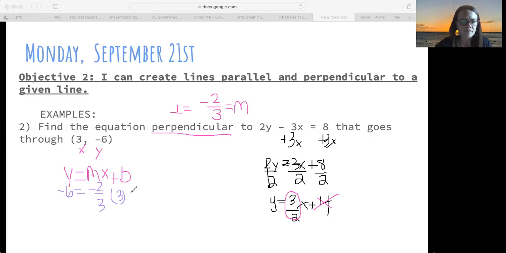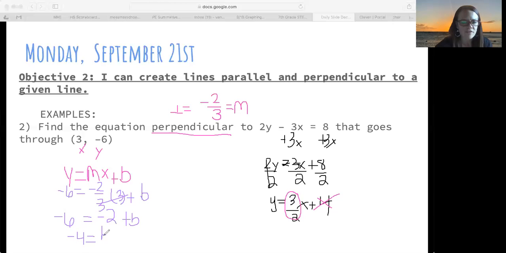Now, if you do this in your calculator, don't be scared of this fraction, because what happens is the 3's are actually going to cancel out. Negative 2/3 times 3 is going to give you just a negative 2, because those end up canceling top and bottom. And then we're just going to add the 2 on both sides, and so you'll have b is negative 4.